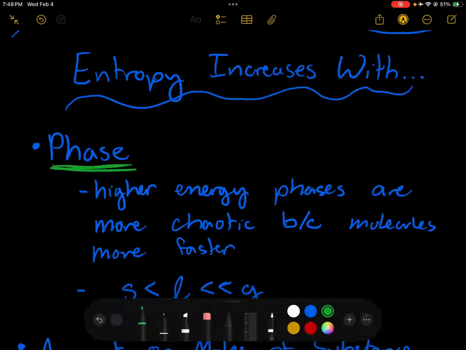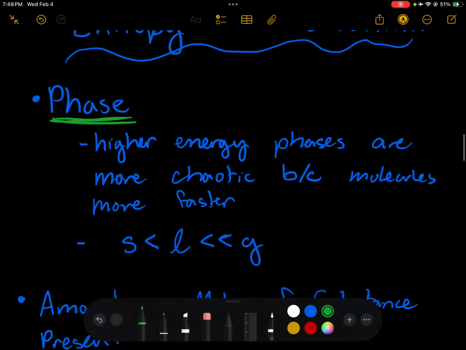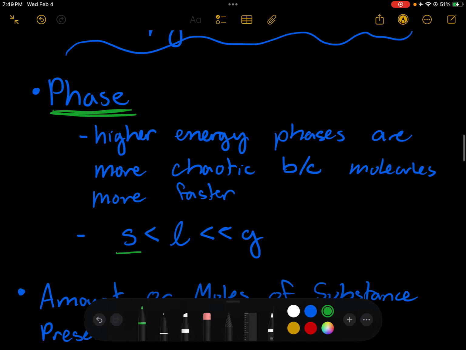And the reason that our higher energy phases are more chaotic is because molecules are moving faster. Like imagine you had to sprint around at top speed. That's pretty chaotic. And so the more energy you have, the more chaotic you are. And so you'll see it written out like this a lot. So solids have the least amount of entropy, the least amount of chaos. Liquids have more chaos than solids do. And then gases over on this side have a lot more chaos or a lot more disorder than either liquids or solids do.